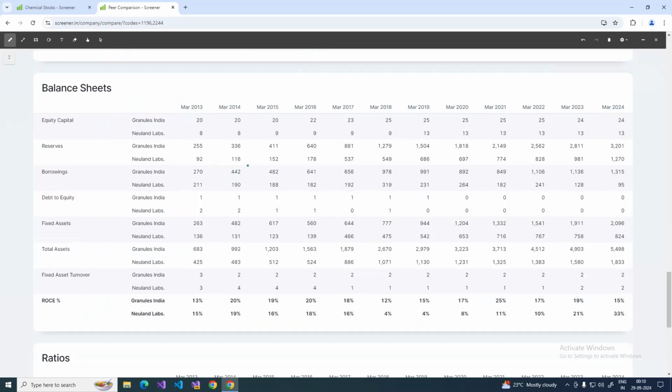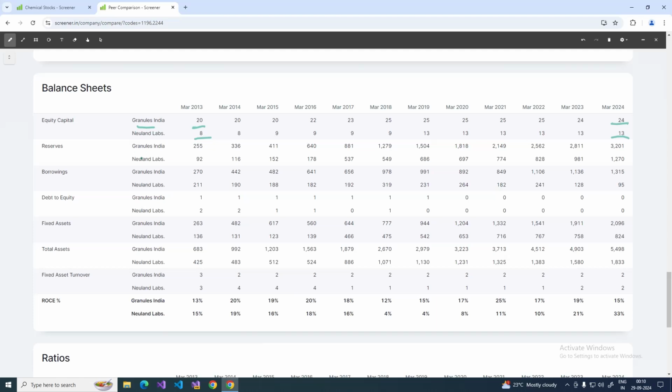So based on our discussion, most of the points are positive for Neuland Laboratories. Now I'll check the balance sheets. For Granules, equity capital increased from 20 to 24. For Neuland's also, it increased from 8 to 13. Both increased, so here we'll exclude this one.